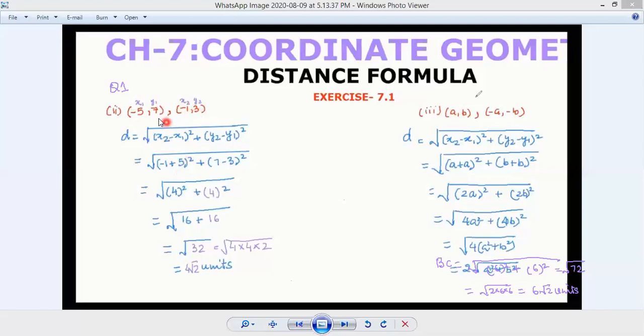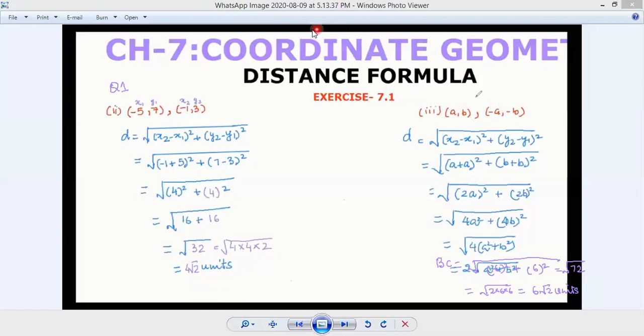Similarly, among the two values of y here, find out which one is greater. 7 is greater, so you will subtract 7 minus 3 whole square. Now this is 4, and when you subtract again you will get 4. So 4 square plus 4 square, that is 16 plus 16, that is 32. Factorize it to simplify, you will get 4 outside the square root sign, and the answer is 4 square root 2.